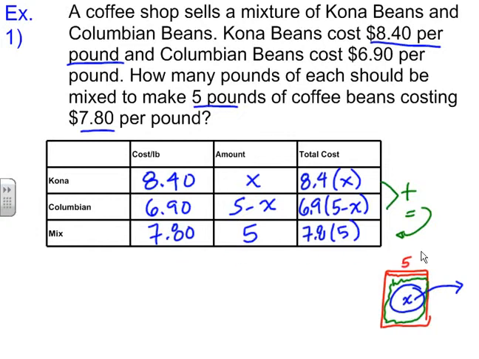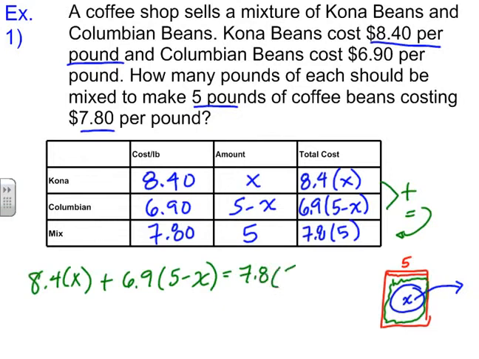There we go. 8.4x plus, right, that's the Kona beans. Now here's the Colombian beans. 6.9 times 5 minus x. That is going to equal 7.8 times 5. Okay, so now we have our equation.